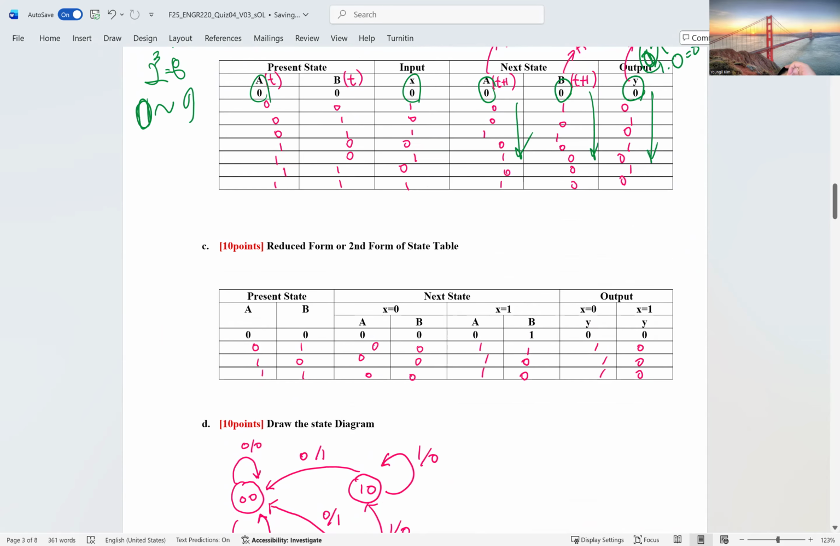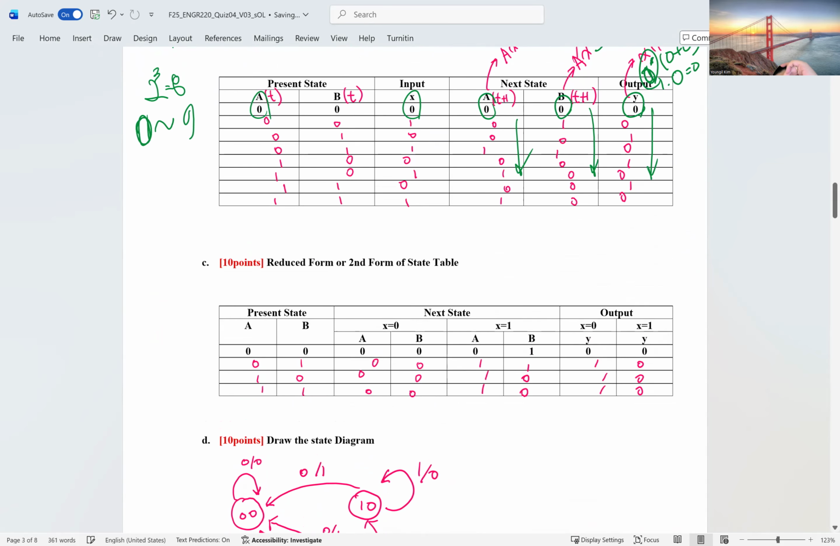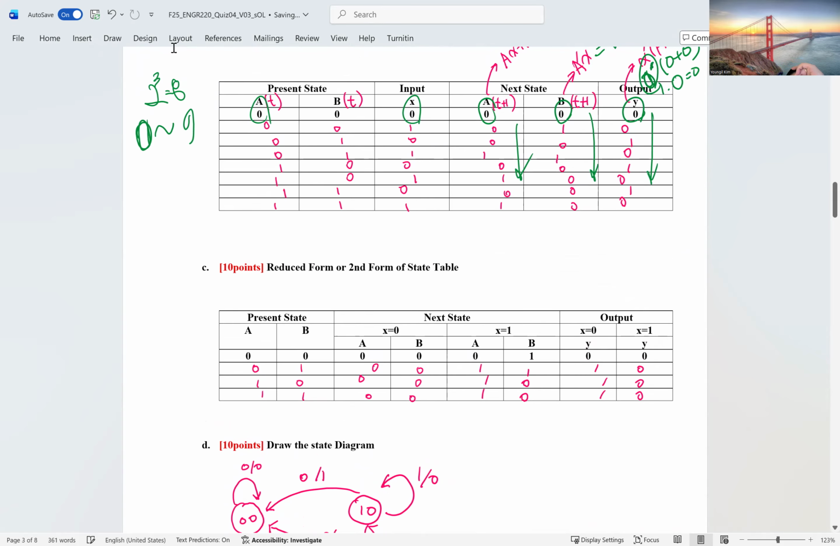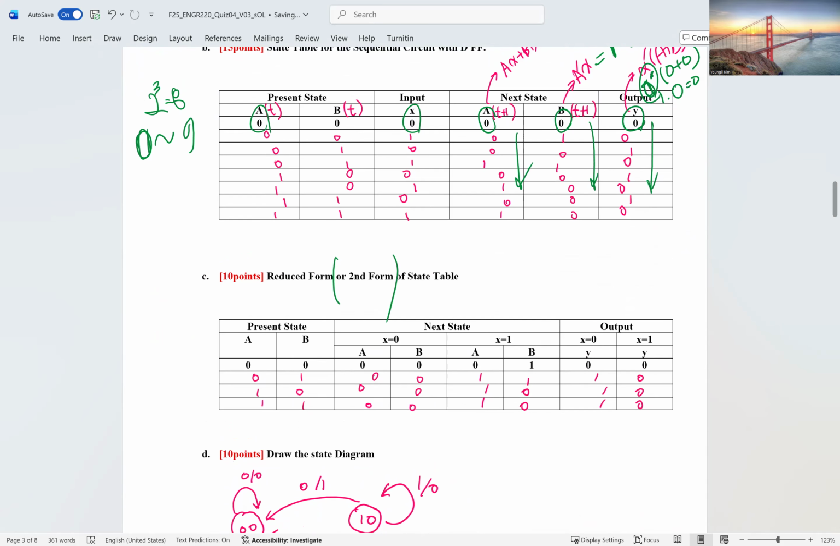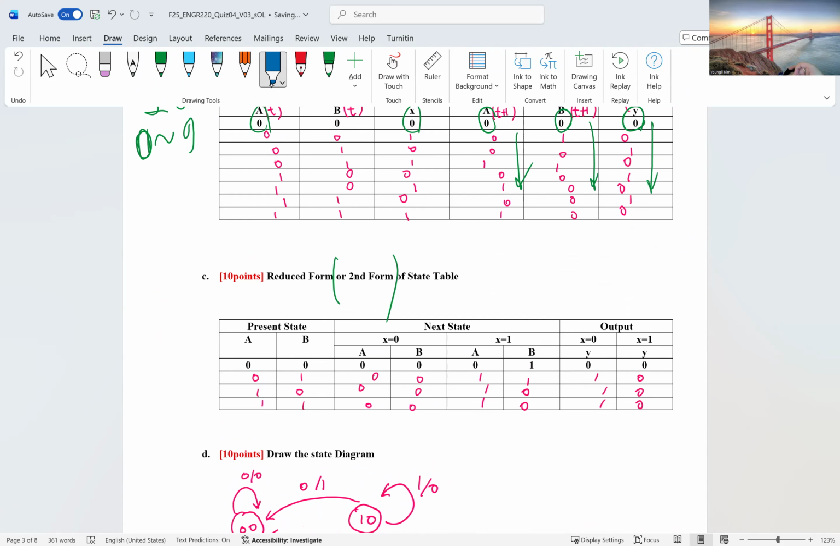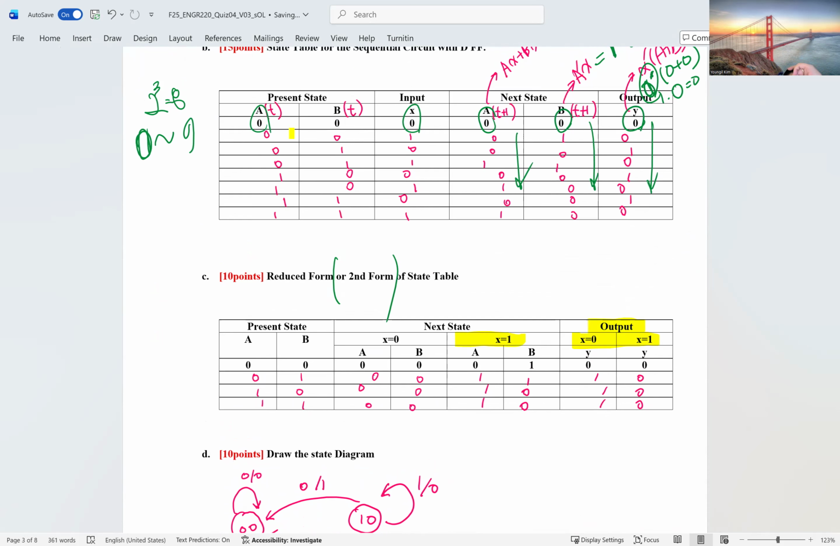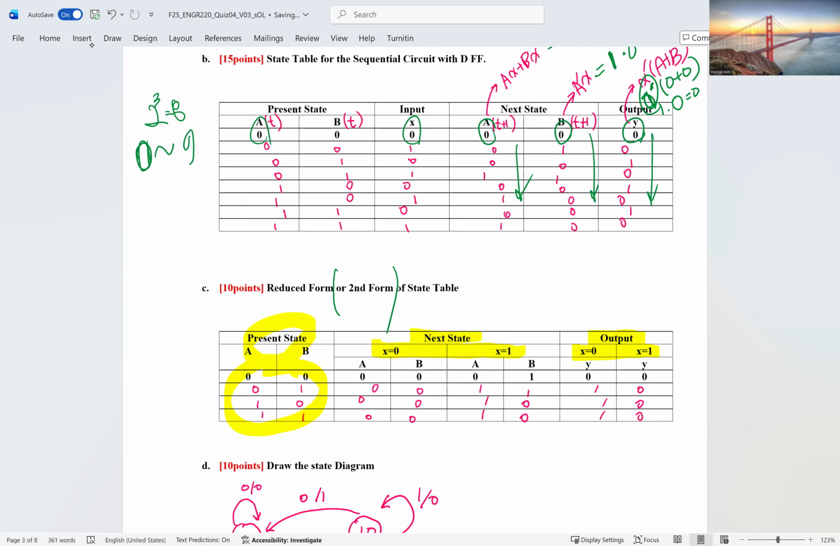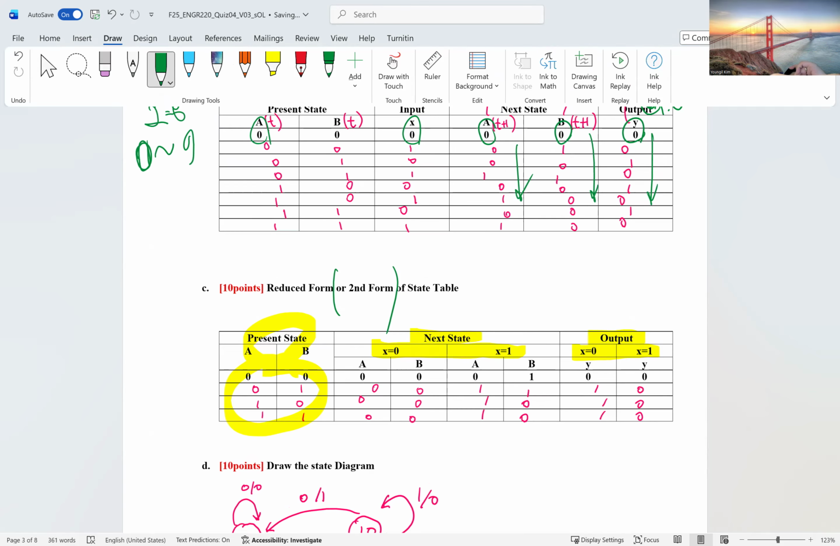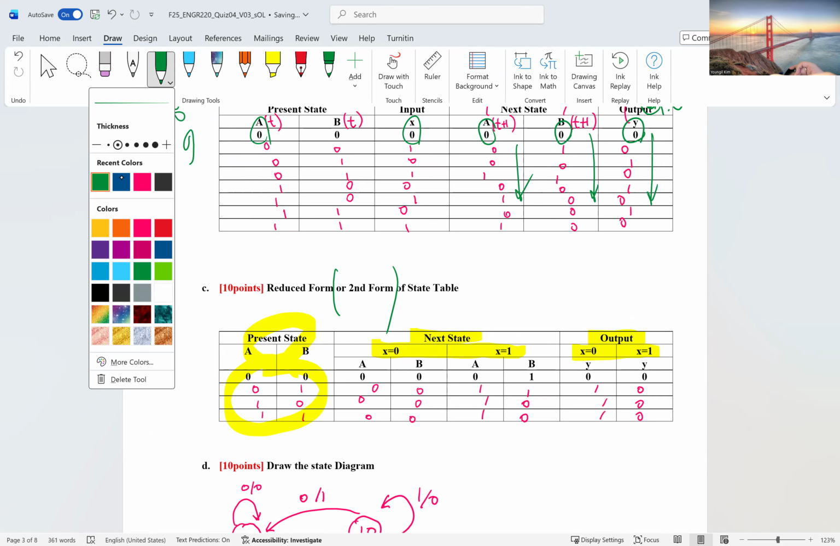And C. C is the reduced form, or sometimes called the second form of the state table. What does that mean? So we can try a new format. I'm going to just draw here. So the output X is equal to 0, 1. Next state X is equal to 0, 1, the present state. So the present state is the 2-bit 0, 0, 0, 1, 1, 0, 1, 1. And the next state, I'm going to draw for you right there. Just give me a second. Here we go. The boolean.